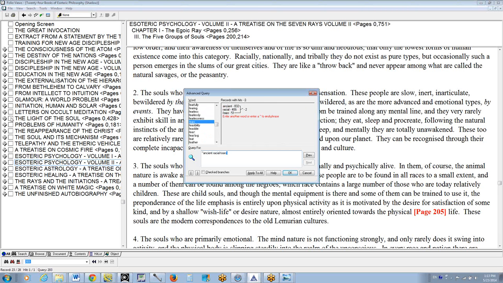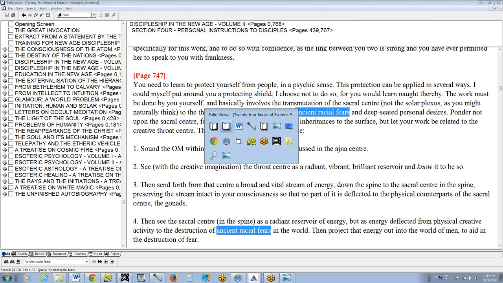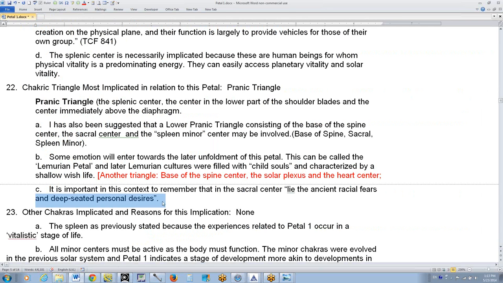Racial fears. Ancient racial fears. In the sacral center lie the ancient racial fears. It's Discipleship in the New Era, Volume 2, page 747. And this is in respect of instructions to a person who had a very strong Scorpio in their chart, but definitely a modern person.